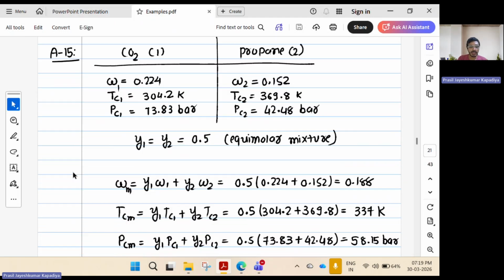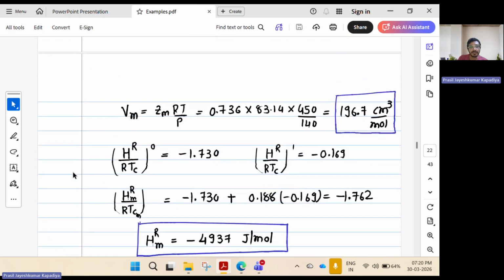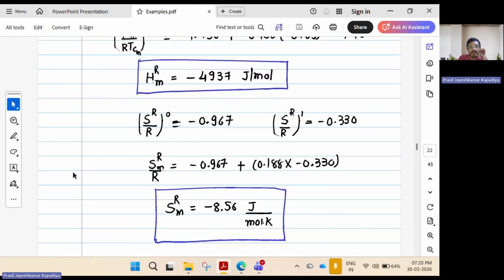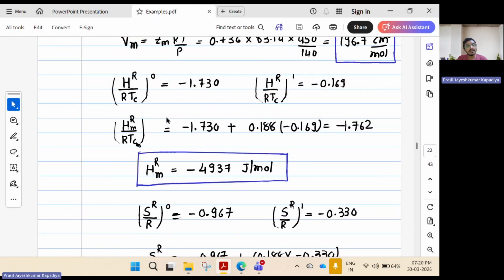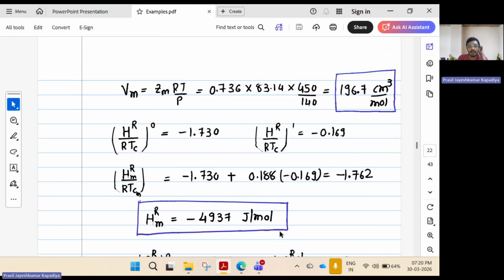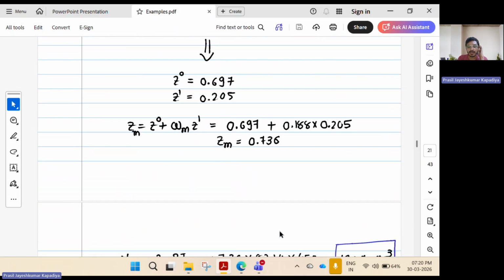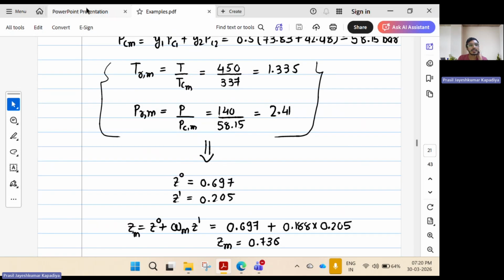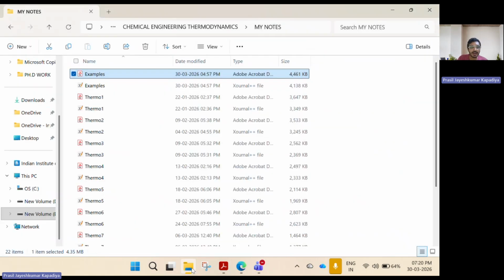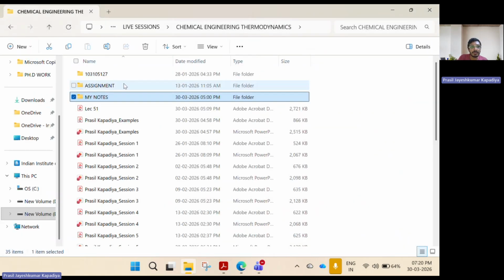So what is the Lee-Kesler correlation? We have looked at this. These are the equations for Lee-Kesler. We need to know HR by RTc zero and HR by RTc prime, then SR by R zero and SR by R prime. For that, what we are supposed to find out first is the volume. So how can I find the volume? First we need to extract the data from the literature, so let me do that first.